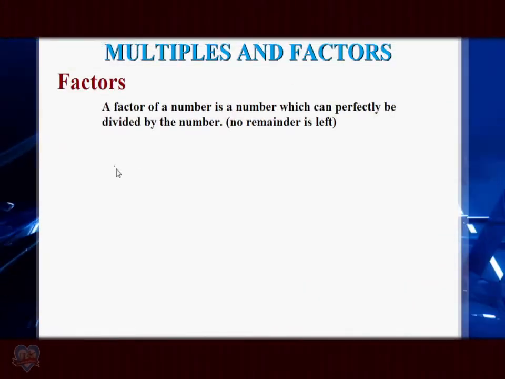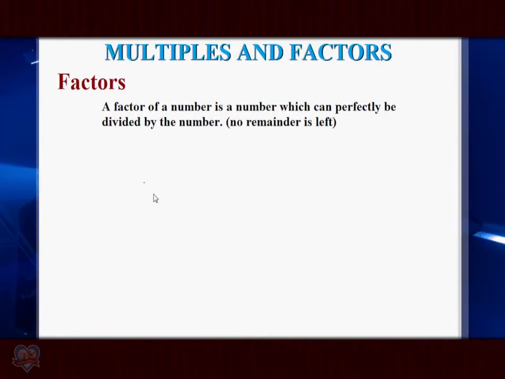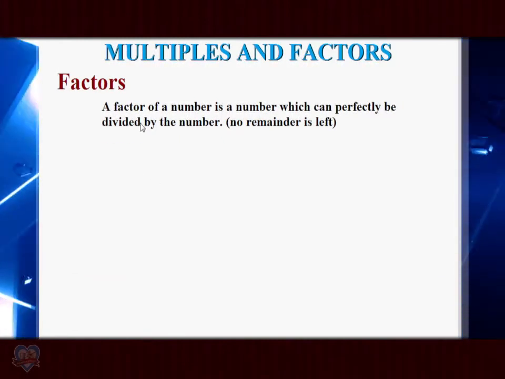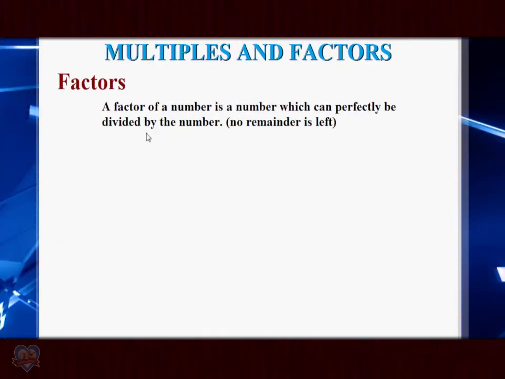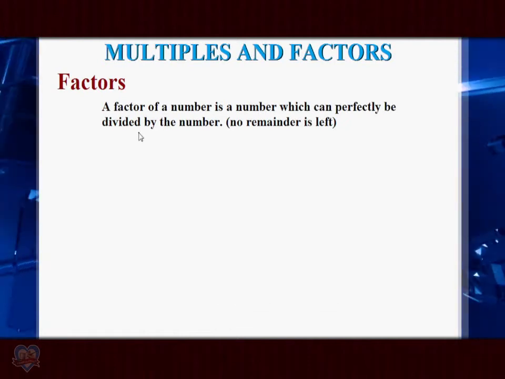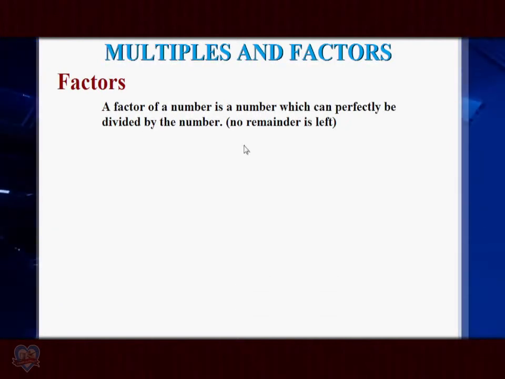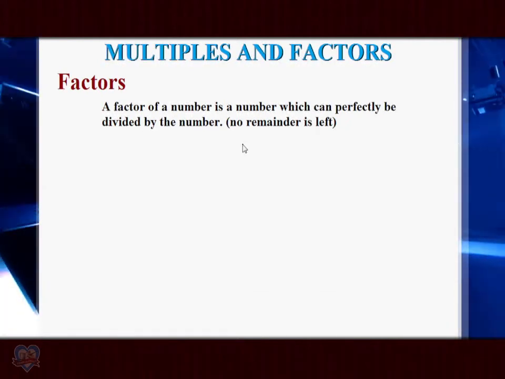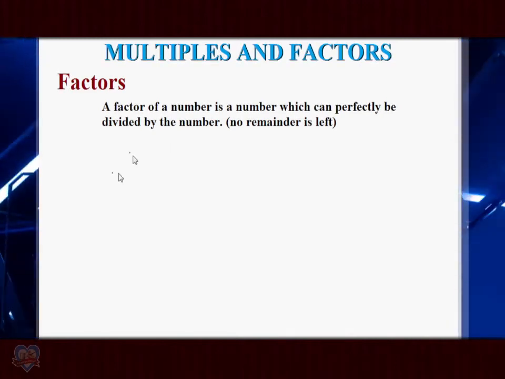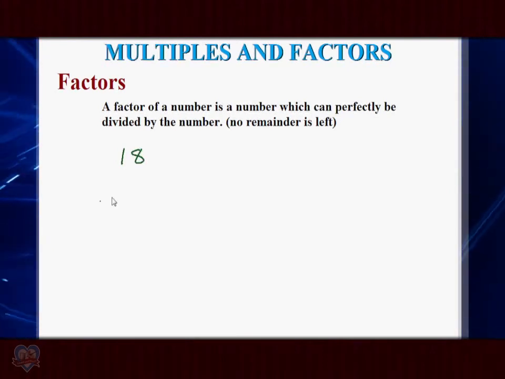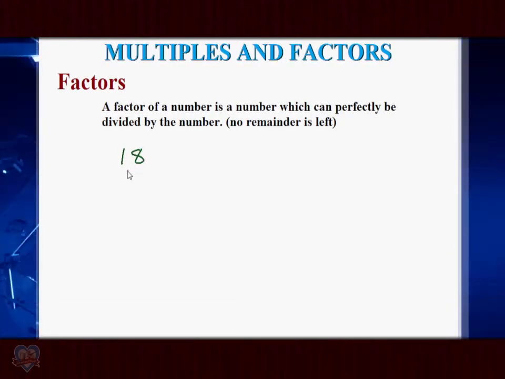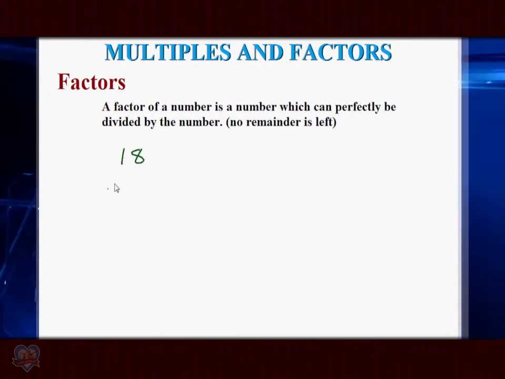Let us talk about the factors. A factor of a number is a number which can perfectly divide the number. And what that basically means is that there is no remainder which is left. Now, for instance, let us consider a number like 18. A number like 18 has got the following factors.